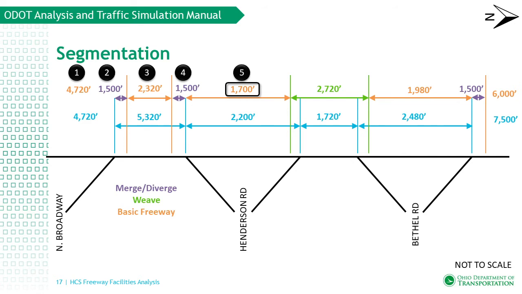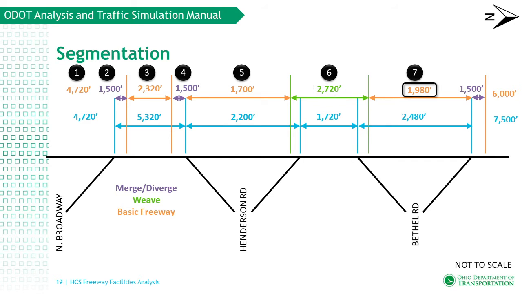Now, the weaving segment between Henderson Road and Bethel Road has influence areas of 500 feet both upstream and downstream of the weaving segment. Therefore, the basic freeway segment between the Henderson Road ramps is the original 2,200 feet less 500 feet, which is 1,700 feet. The length of the weaving section shown in green is the originally measured 1,720 feet plus 500 feet for the downstream section and 500 feet for the upstream section, resulting in a total weaving segment length of 2,720 feet.